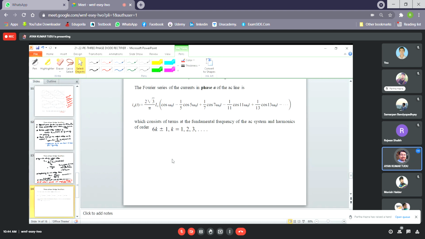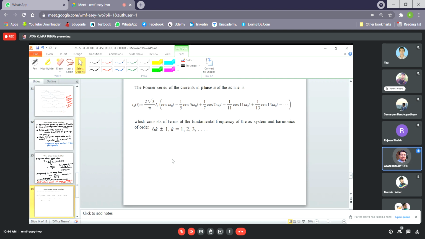Obviously, these filter components are chosen such that the impedance at the power system frequency is large. The filter components are chosen such that the impedance to the power system frequency is large, so they will be affecting only the harmonic frequency.